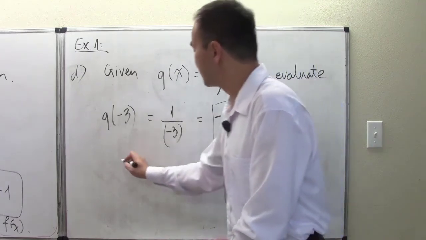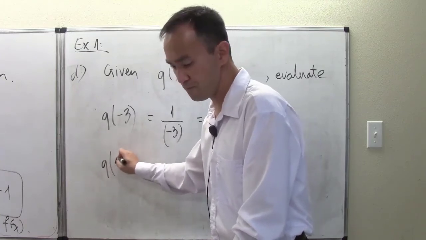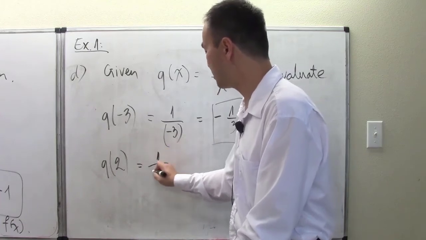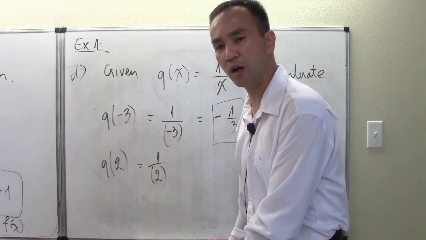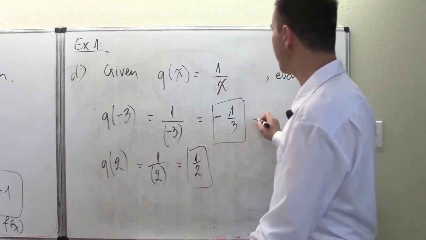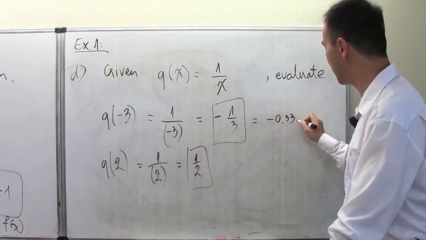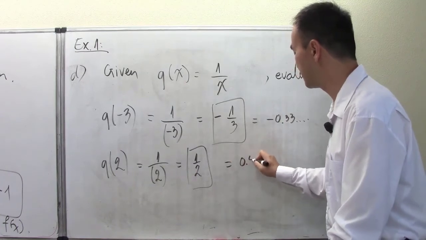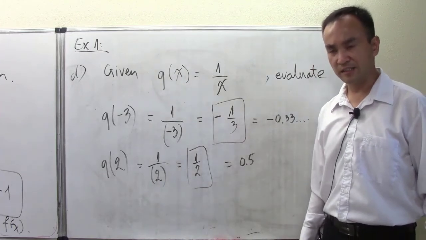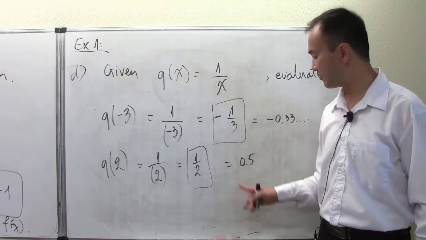The question also asks you to evaluate q of 2. We tried a negative number, and now we try a positive number. The rule says 1 over the input value, 1 over 2, and that's simply the 1/2 value. So in decimals, this is about a negative 0.33 and a lot longer, and this is about a positive 0.5. But writing a fraction as a decimal is not a requirement. At least in my class, I never require my students to write these as decimals.